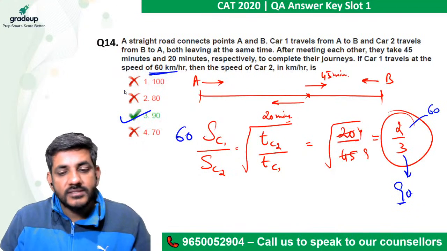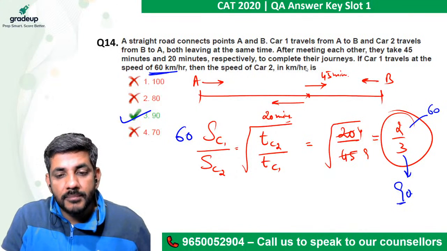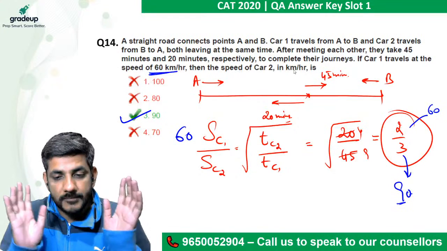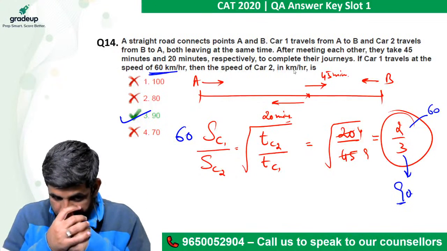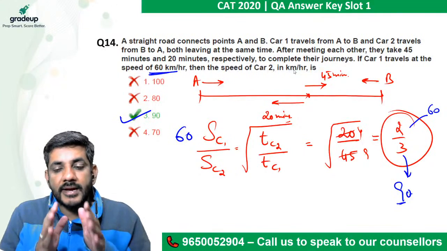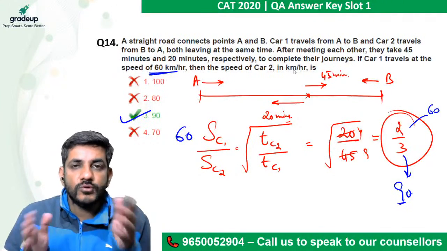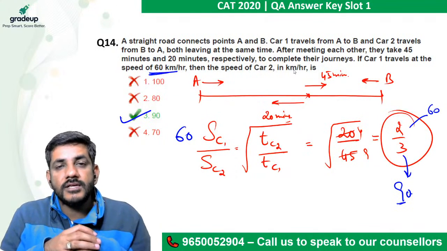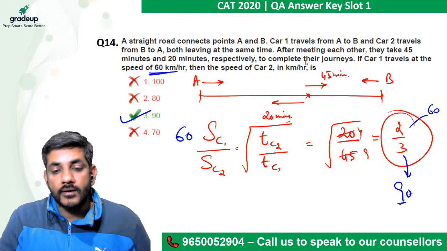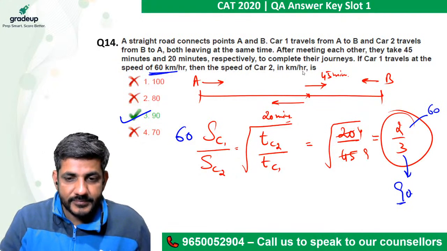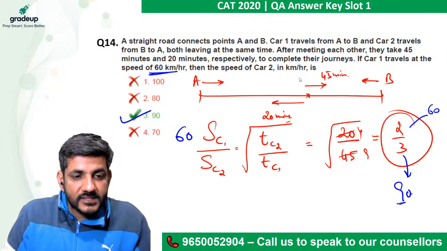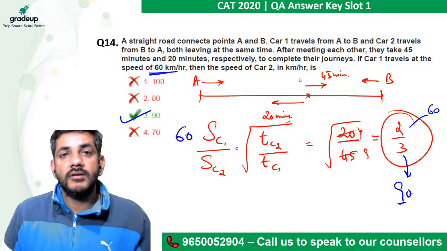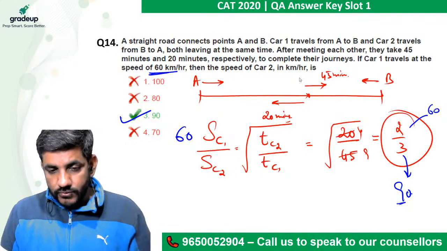A super easy question, I would say, for a person who is preparing for CAT, because it is directly based upon a simple rule that we have already done: after meeting at a point, if they take t1 and t2 time to reach the destinations, the ratio of their speeds is the square root of the inverse ratio of their times. This is how we get it. I hope this is clear to all of you, right? So this is question number 14. Straightforward, should not be any doubts.